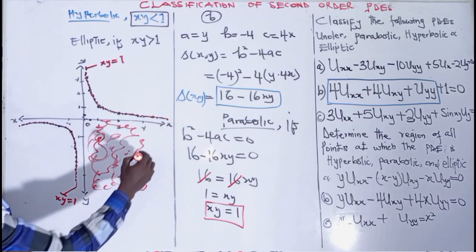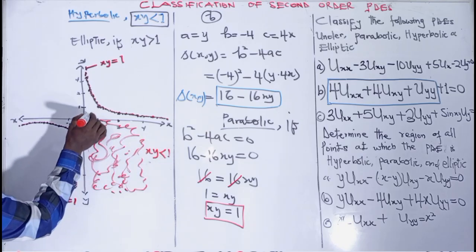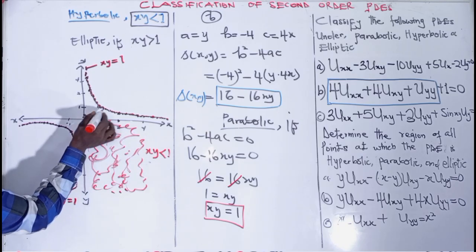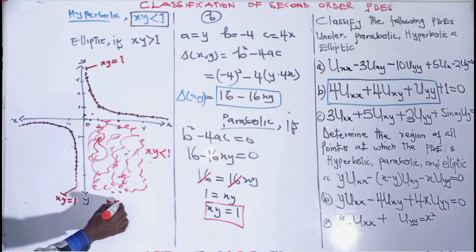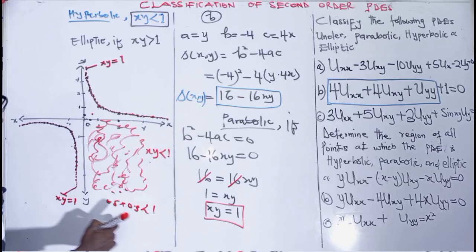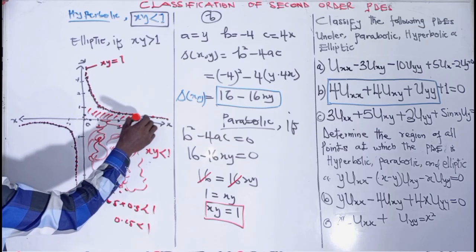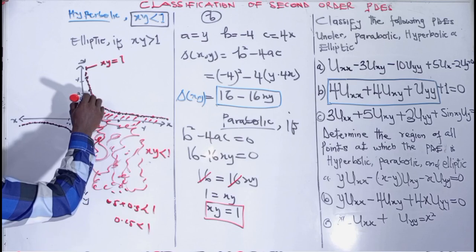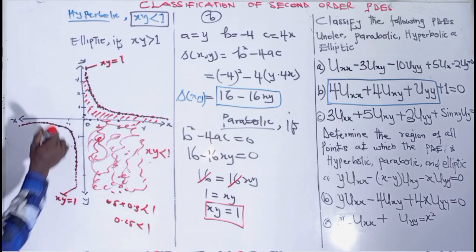So we have here xy is less than 1. When you pick any point here as well, let's say this is 1, you have to pick below 1. When we pick 0.5 times 0.5, is it going to be less than 1? This is going to give us 0.25, and that is less than 1. So any point that we pick here as well is also going to make the PDE hyperbolic. Very, very easy.